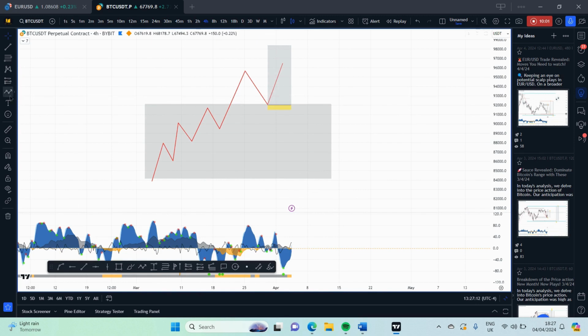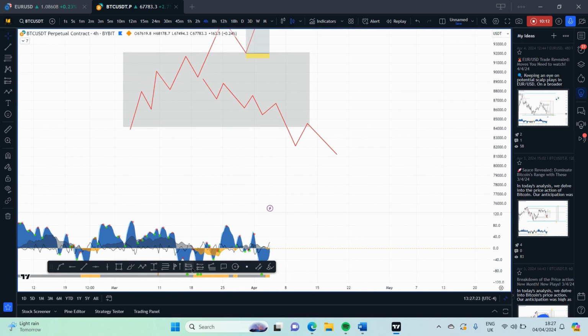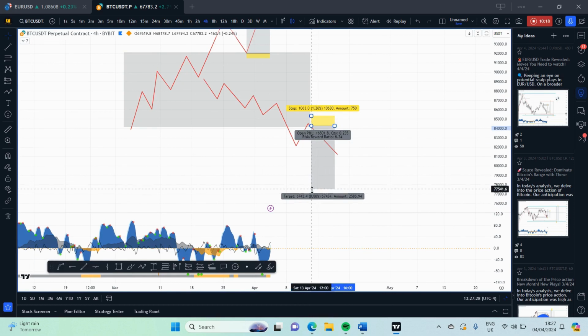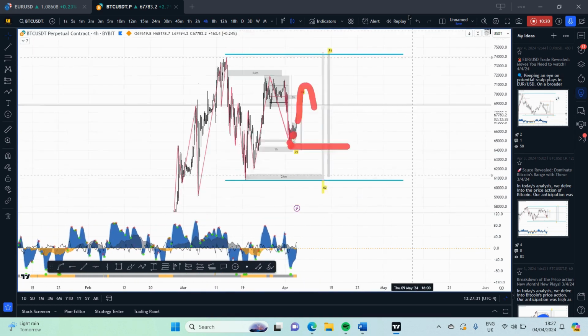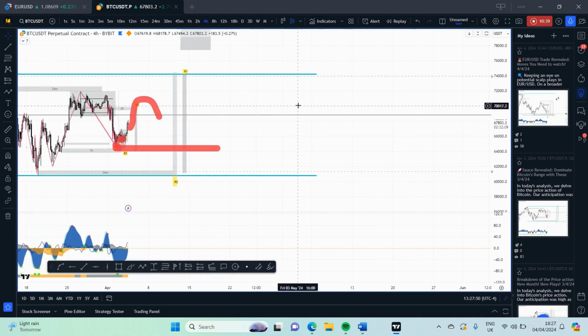Now, in the case we break down from our range, if we do something like this, okay, we break down from that range, again, I'm looking to enter on that retest, and that would be where I enter my short trade. So my short trade will be right around there, okay? So that's what I'm looking out for as far as my extremes go. Where are my extremes? Well, my range high is over there, coming in at 74,219, and my range low is over there, coming in at about 60,766.